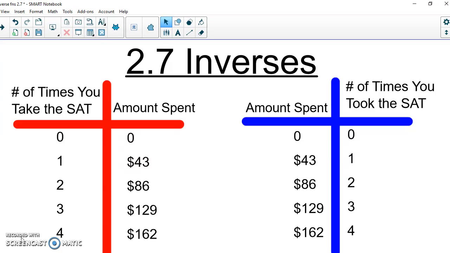So just a quick example of what an inverse is. If I were to make a chart of the number of times you took the SAT and the amount of money you spent, you'd have a function that would be like f of x is 43x, if you wanted to figure out how much it would cost you to take x SAT tests. The inverse of that function is where I gave you the amount that it costs, and then you use that to figure out how many times you've taken the test. So those are simple inverses. This is really multiplication, and then this one is division. They're inverses of each other.